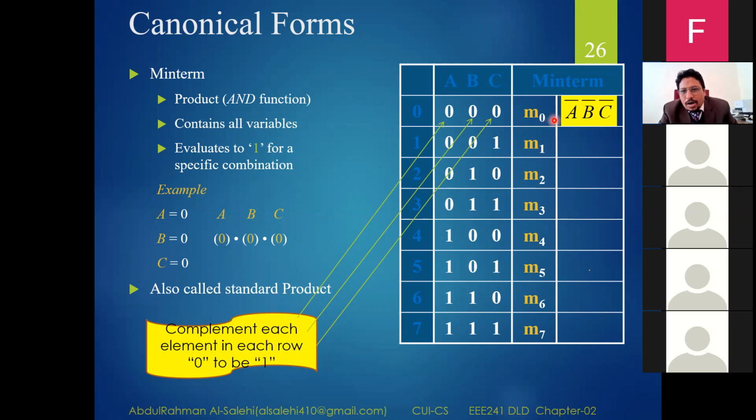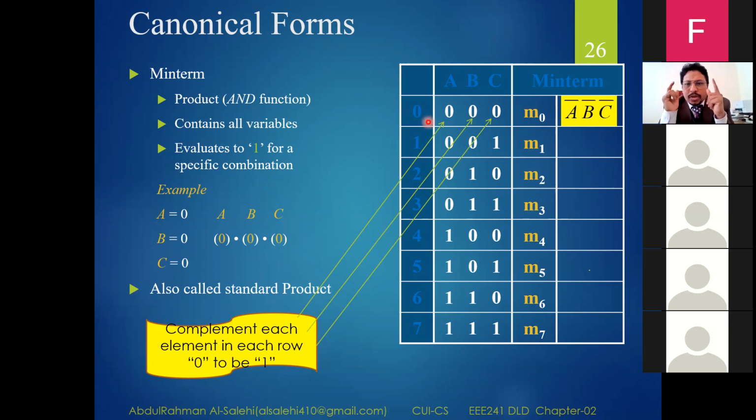Okay, so only in this stage, it will give you 1 when all of them are complemented. If I complement each row, I mean, if I complement each number of these here, I will get the result of A prime, B prime, C prime, which will give me M0. Again, because I got many terms like this.